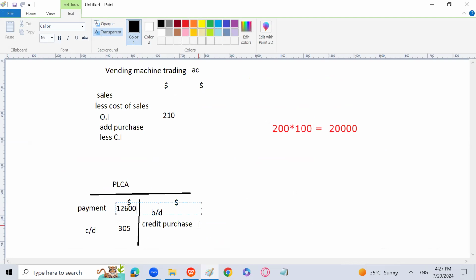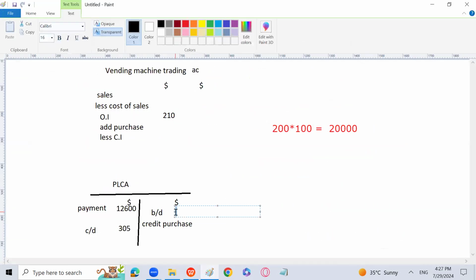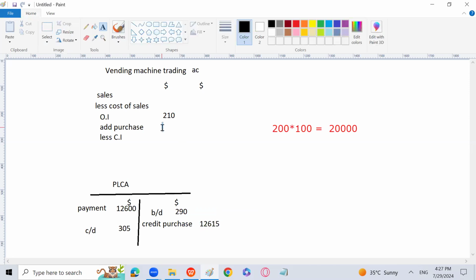And then you can find the difference. Opening trade payables are 290. I just missed it. Let me write it 290. So the credit purchases is the difference of the two sides. You have to calculate it. 12,600 plus 305 minus 290. 12615. Right? So 12615 is going to be the purchases.